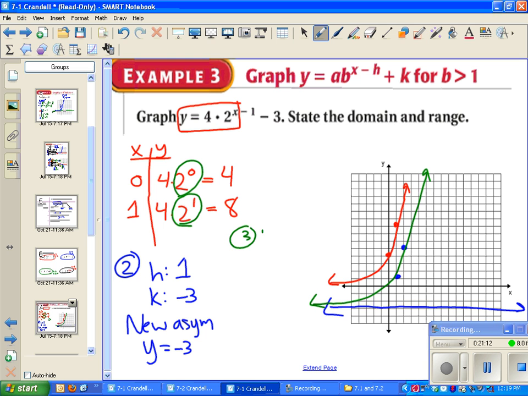And then for domain and range, domain is still all real numbers. And our range is going to change to be greater than our asymptote, so of negative 3. So range is greater than negative 3. Okay.